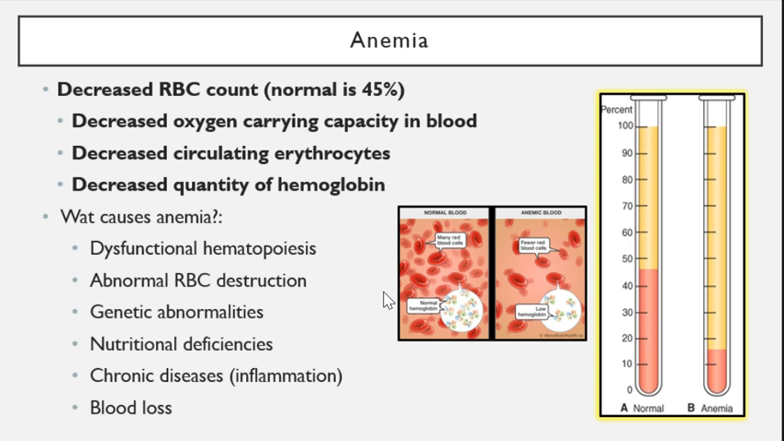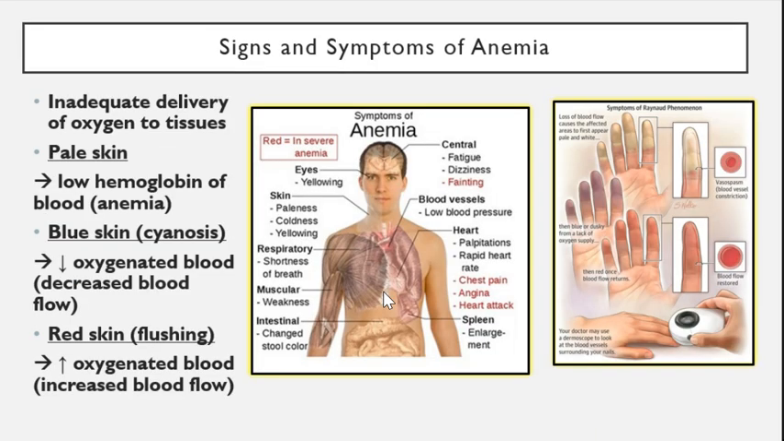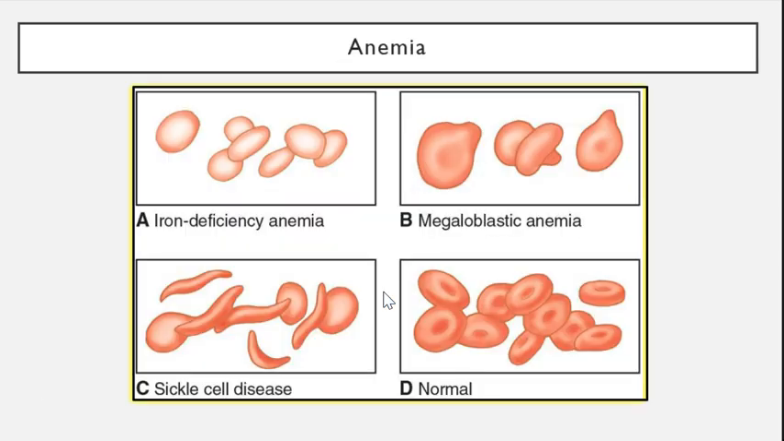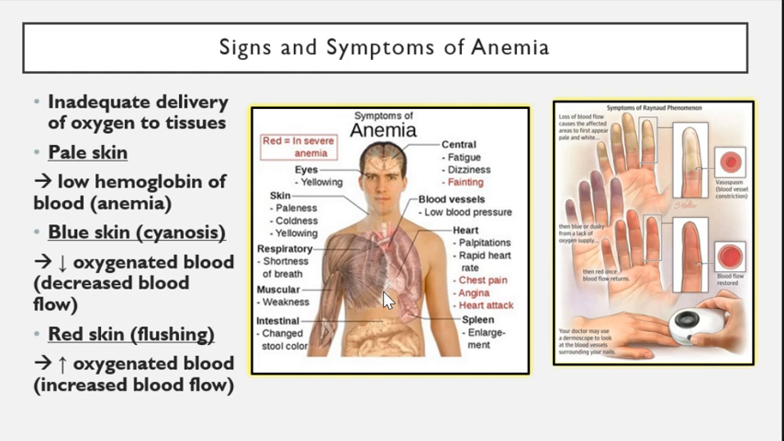As far as what causes anemia, there's a whole bunch of reasons, ranging from genetic to dysfunctional hematopoiesis. You're just not developing red blood cells. You're destroying too many red blood cells. You're not taking in sufficient nutrition to develop your red blood cells, or you just donated too much blood. There are a couple different things, right? And I think we're going to be talking about four different types of anemia anyway.